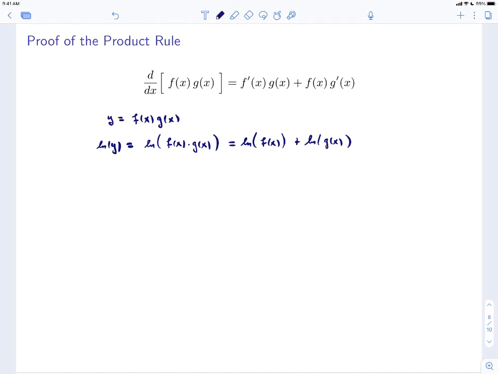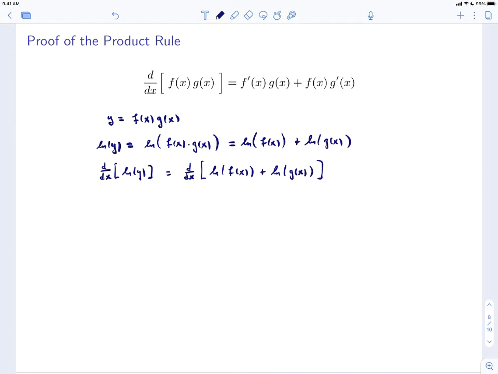And now what we want to do is differentiate both sides. So we're going to have the derivative with respect to x of ln of y is equal to the derivative with respect to x of this term on the right, which is ln f at x plus ln of g at x.